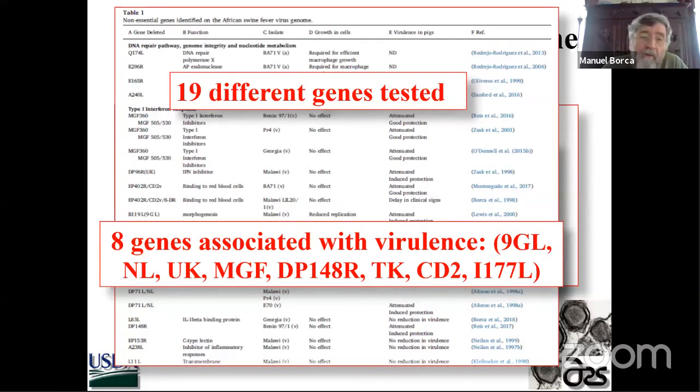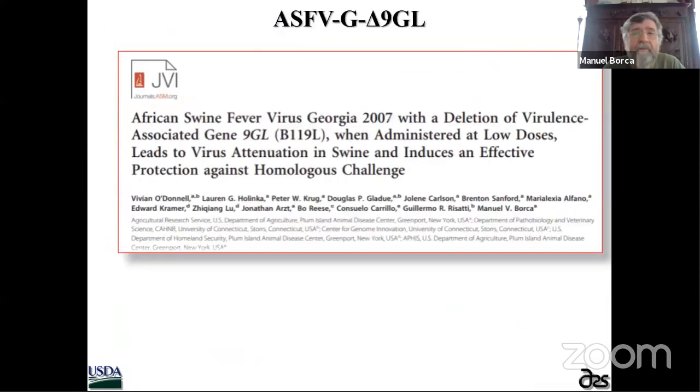And what I'm going to do is a quick review of the papers that have been published in the last 5 years related to the production of recombinant viruses that can be used as a vaccine candidate. The first virus that was produced in the context of the Georgia virus was the one that we did by deleting 9GL. And we published this in 2015.